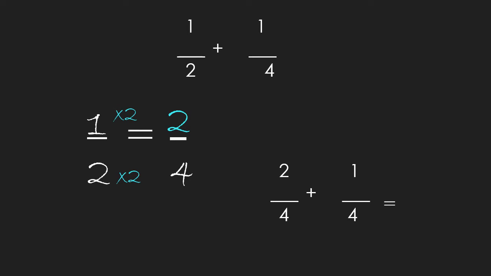Now my problem becomes 2/4 plus 1/4. I can add the numerators and bring over the denominator. 2 plus 1 is 3. The denominator is 4. So my answer is 3/4. Carly needs 3/4 a stick of butter to make the cornbread and the muffins.